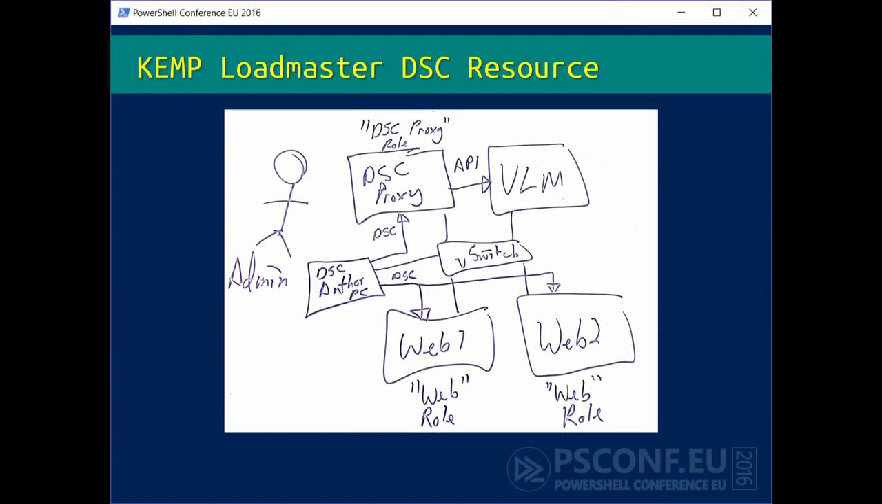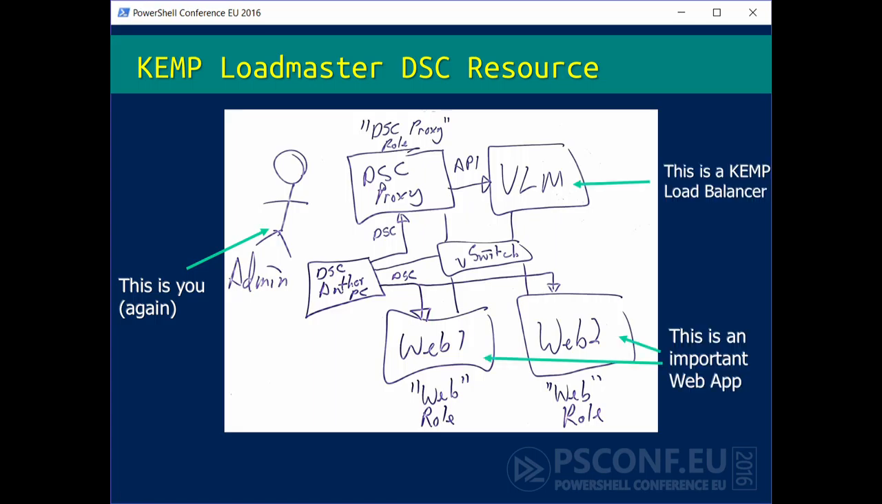Maybe next year. Okay, so this is another highly technical sketch of my lab. You might have some kind of web application, again, Exchange, Lync, anything like that. You have a load balancer, and we want to configure this whole application stack end-to-end in our DSC configuration. So again, this is you. You are going to configure your web farm using DSC, and we're going to configure the load balancer using a proxy resource via its API.